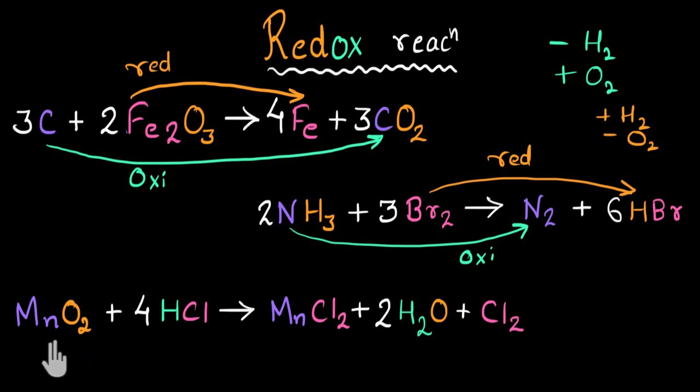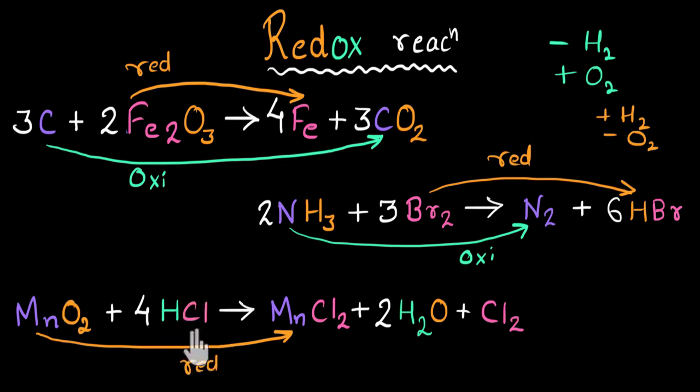This is the final equation. Manganese oxide, MnO2, reacts with HCl to give me MnCl2 plus H2O plus Cl2, chlorine. Now see, over here if I focus on manganese, manganese initially was combined with oxygen. But over the course of reaction, I see that manganese has lost its oxygen. So manganese is losing its oxygen, and we know that loss of oxygen is reduction reaction. So manganese is going under reduction reaction.